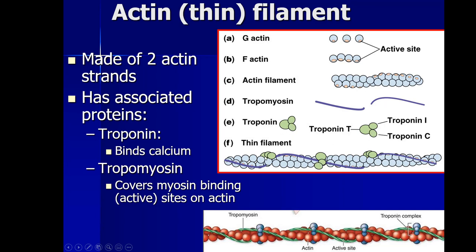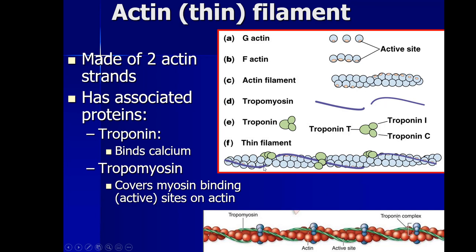So here, here, and here. In this bottom picture, it would be blue. So this one, this one, this one, those are all troponin. And troponin is important because it binds calcium. All right, just remember that. So troponin binds calcium. And then the other protein is called tropomyosin.